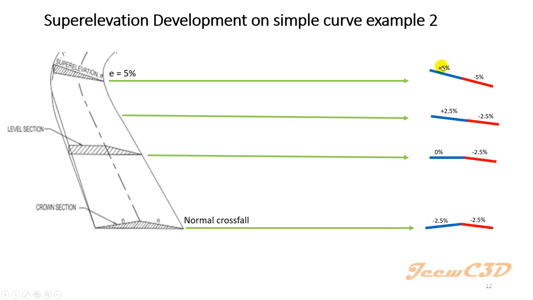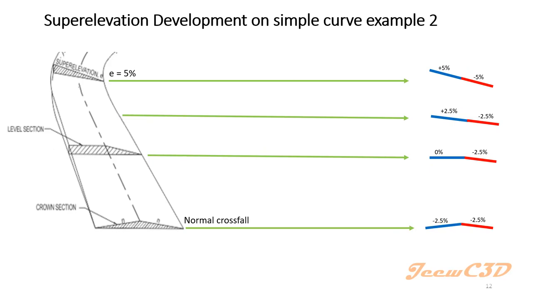If you think about the change here, the left side would be changing from minus 2.5 to plus 5. When you are calculating the super elevation development length, you always have to select the largest change. In this case, the left side is from minus 2.5 to plus 5, and the right side is minus 2.5 to minus 5. The right side change is only 2.5, but the left side change is 7.5. So when you calculate the super elevation development length, you have to take this e plus n term as 7.5, according to the super elevation development equations.